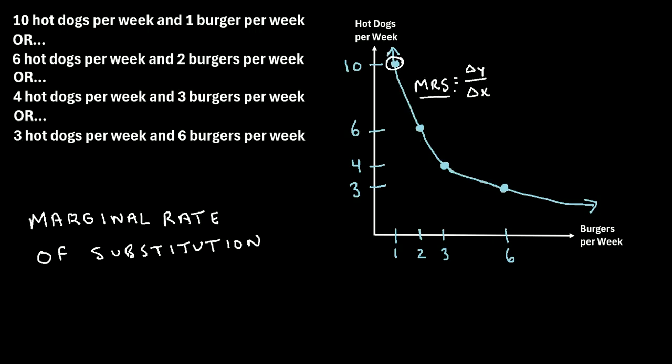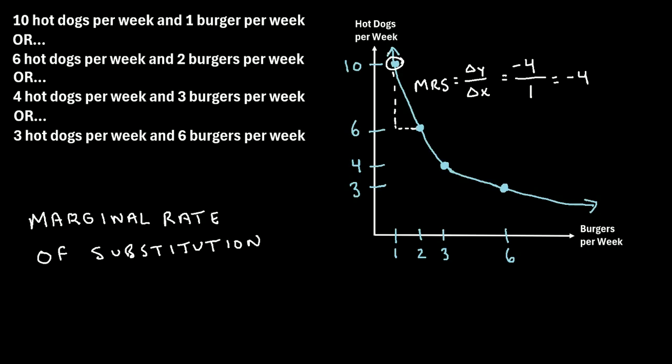So we would say the marginal rate of substitution is the change in the y, so this little triangle represents change, divided by the change in the x. So we can see what's the change in the y? Well, we're going from 10 to 6, so we're losing 4 hot dogs. So in other words, our y is changing by -4, and the change in our x is we can see we're gaining 1 additional burger per week. So we're going from 1 burger to 2 burgers. So the change in x is just 1. So our marginal rate of substitution is -4 divided by 1, which is just -4.